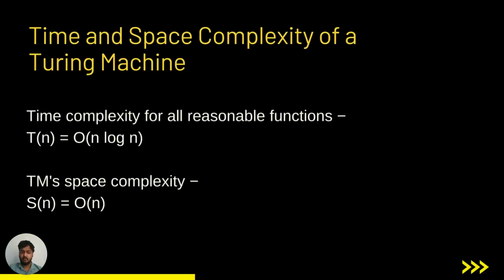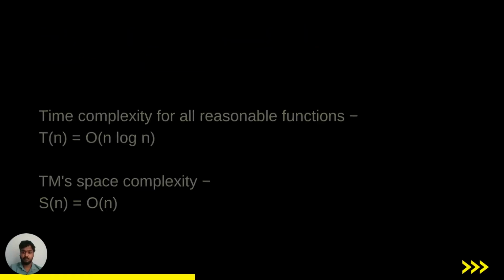Time and space complexity of a Turing machine. For a Turing machine, the time complexity refers to the measure of the number of times the tape moves when the machine is initialized for some input symbols, and the space complexity is the number of cells of the tape written. Time complexity of all reasonable functions is O of n log n, whereas space complexity is O of n.